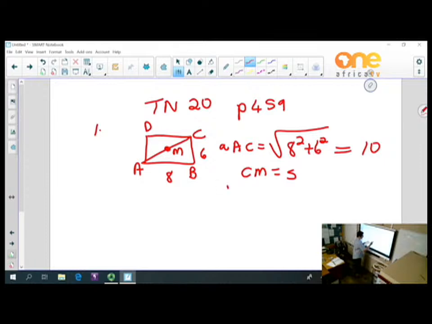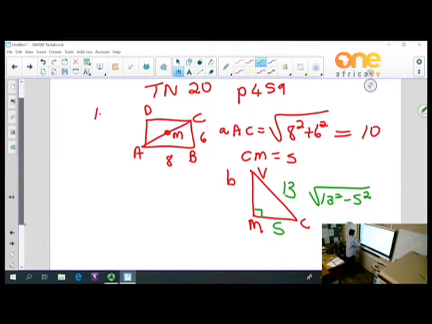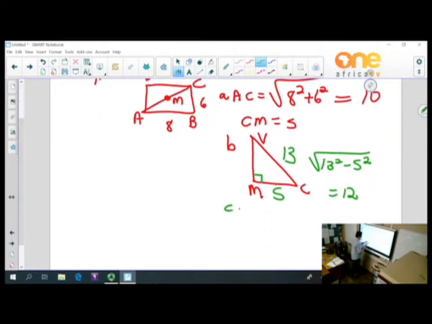Now at number B, they want the height VM. Now I'm going to draw my little triangle. There is V, there is M, there is C. So, what lengths do I have? We know that I have to find VM now. I know that CM is now 5, and I know that that side is 13. It's given to me there. Can you see? The little triangle helps you a lot. So now that will just be the square root of 13 squared minus 5 squared, which is 12 centimeters.